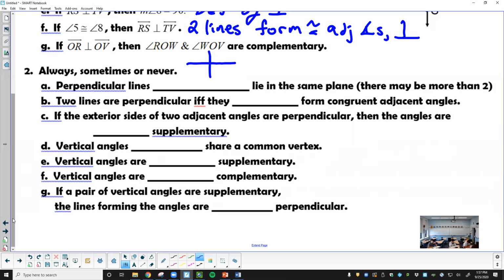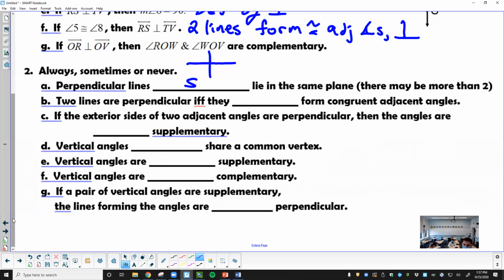So this is going to be sometimes in the same plane. Obviously, if it's just 2, they always lie in the same plane, right? If it's 2 perpendicular lines, then it would be always. 2 lines are perpendicular if and only if they form congruent adjacent angles. Sometimes, always, never. What do we think?